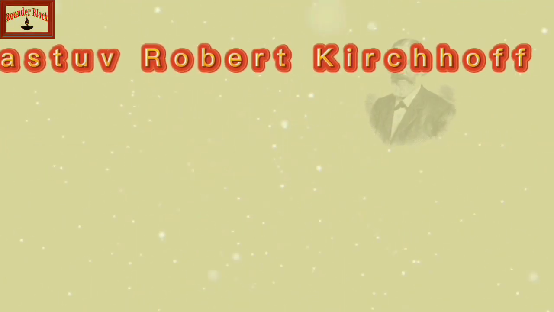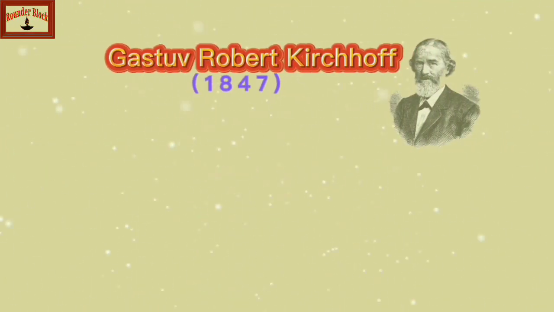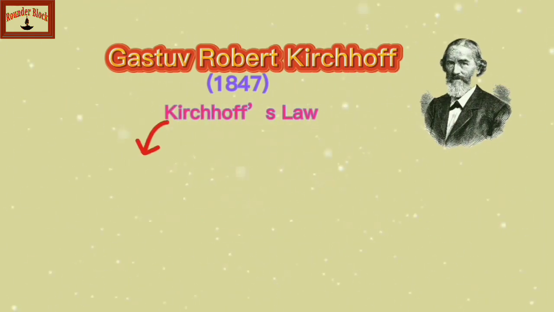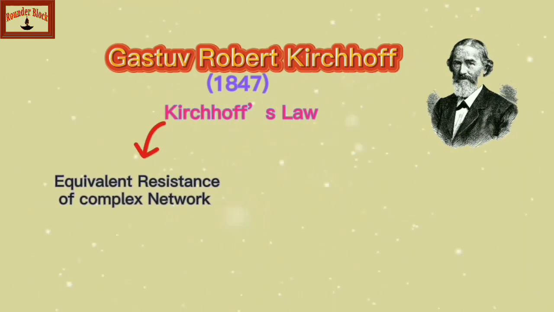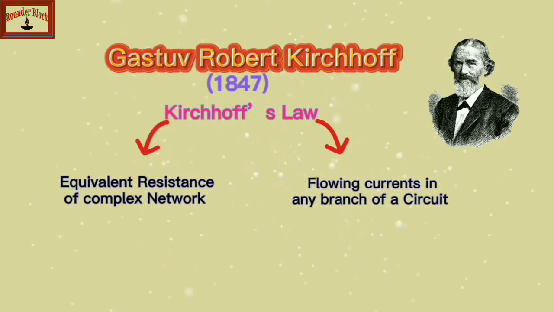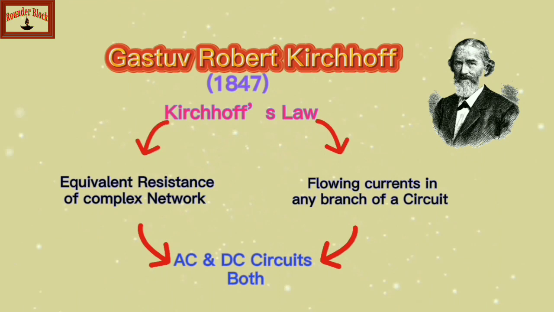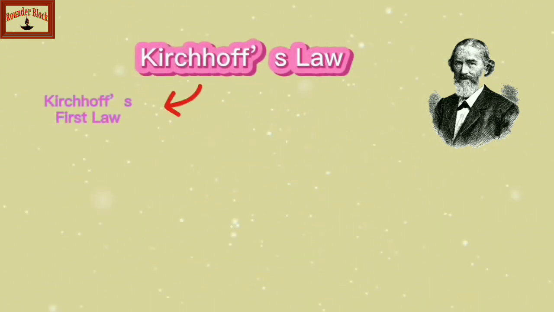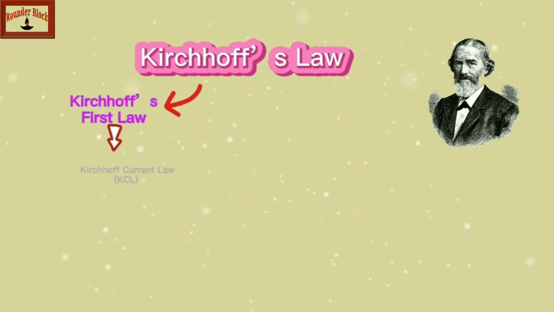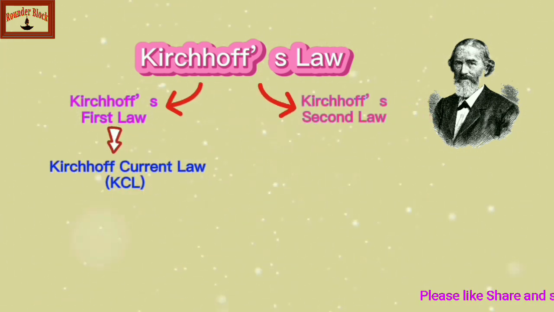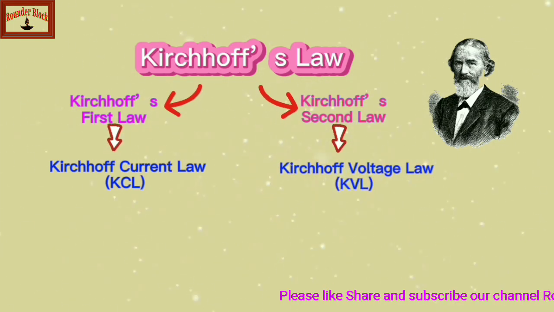A German physicist, Robert Kirchhoff, introduced two important electrical laws in 1847 by which we can easily find the equivalent resistance of a complex network and flowing currents in different conductors. Both alternating current circuits and direct current circuits can be solved and simplified by using these simple laws, which are known as Kirchhoff's first law, also known as Kirchhoff's current law or KCL, and Kirchhoff's second law, also known as Kirchhoff's voltage law or KVL.